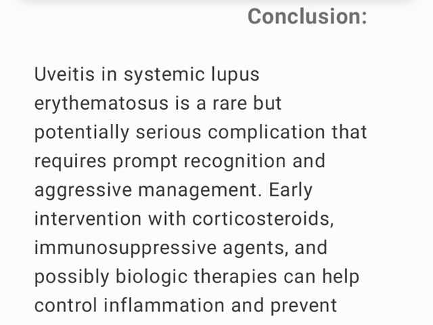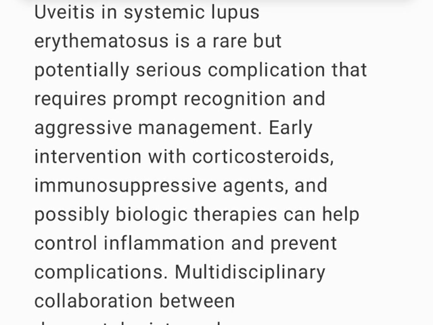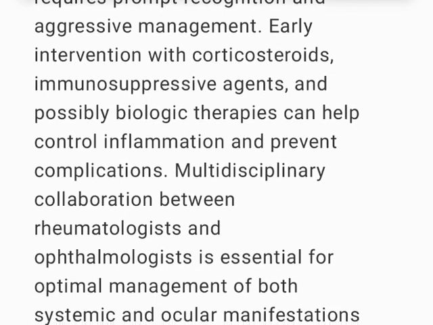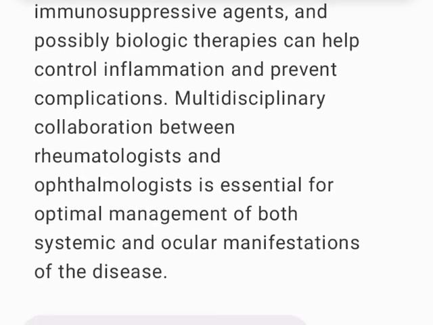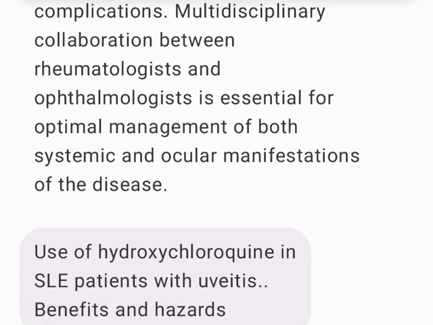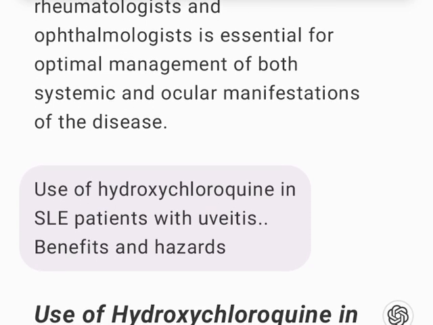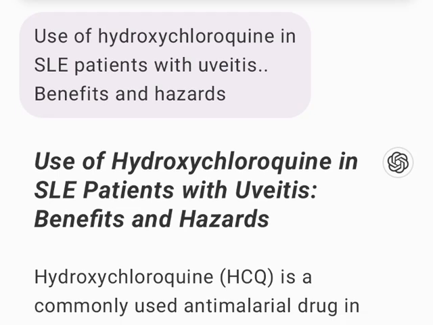Conclusion. Uveitis and systemic lupus erythematosus is a rare but potentially serious complication that requires prompt recognition and aggressive management. Early intervention with corticosteroids, immunosuppressive agents, and possibly biologic therapies can help control inflammation and prevent complications. Multidisciplinary collaboration between rheumatologists and ophthalmologists is essential for optimal management of both systemic and ocular manifestations of the disease.